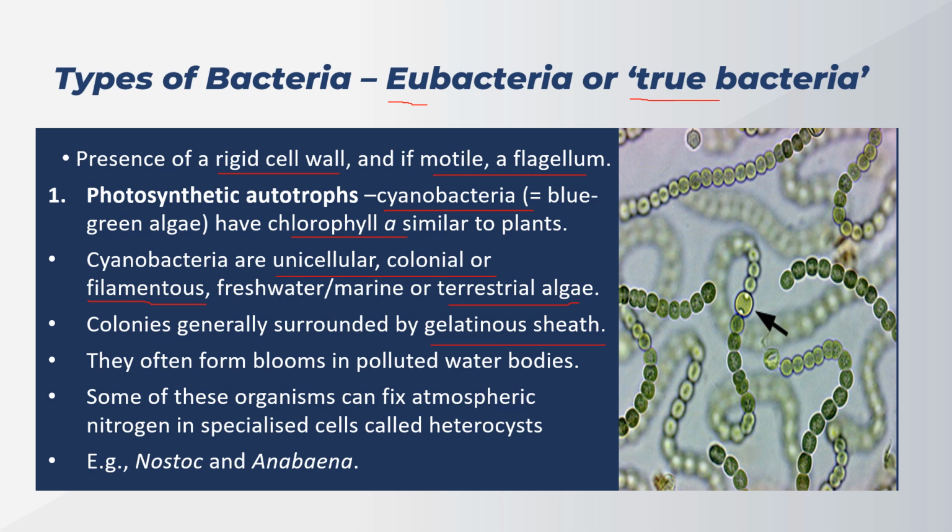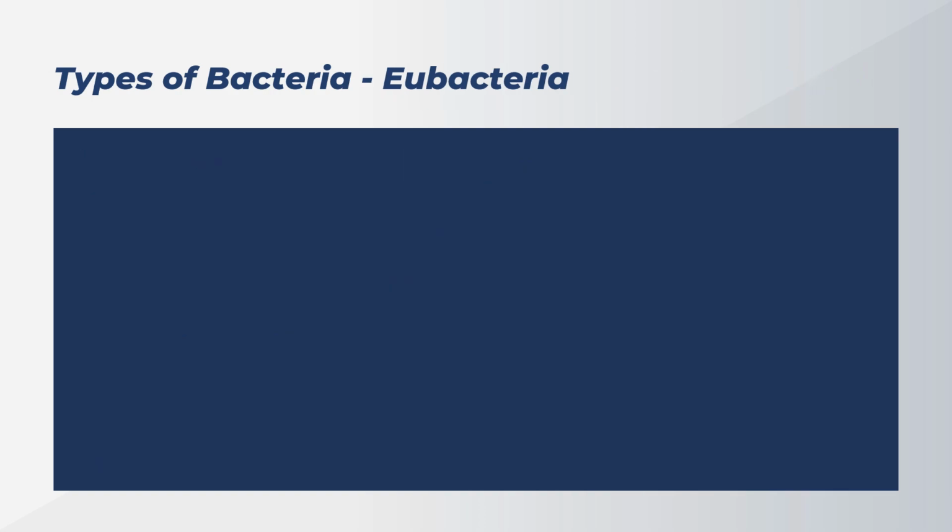Water bodies are many a time polluted due to the algal blooms of such algae. They can also fix atmospheric nitrogen in specialized cells called heterocysts. Some examples of photosynthetic autotroph bacteria are Nostoc and Anabaena.